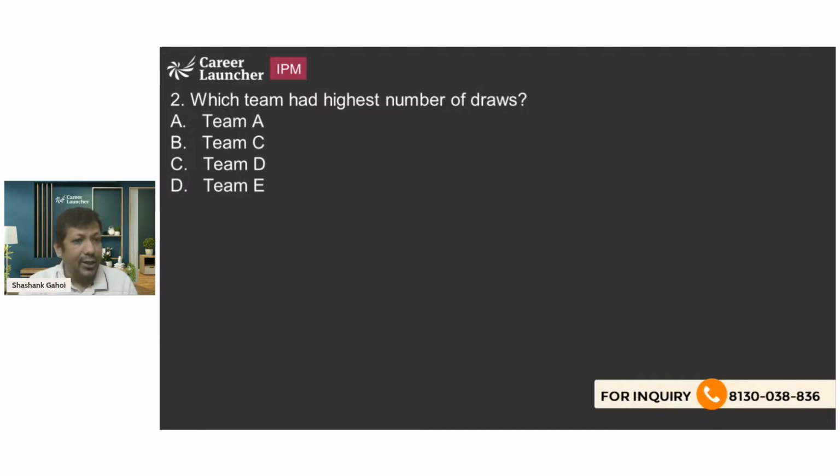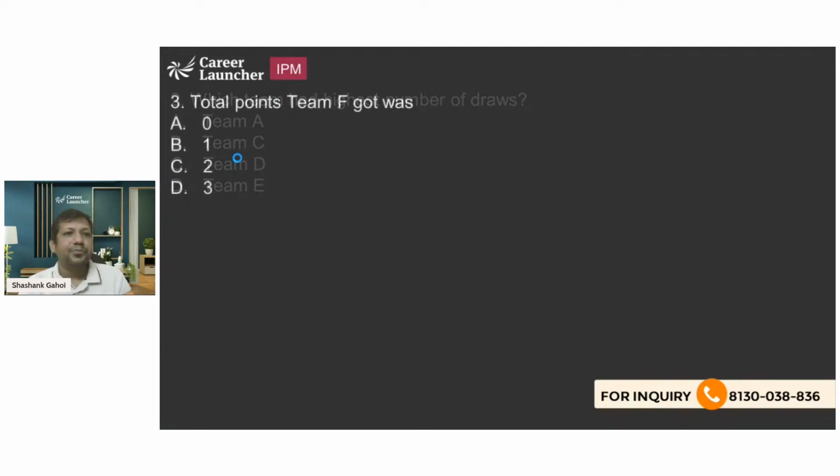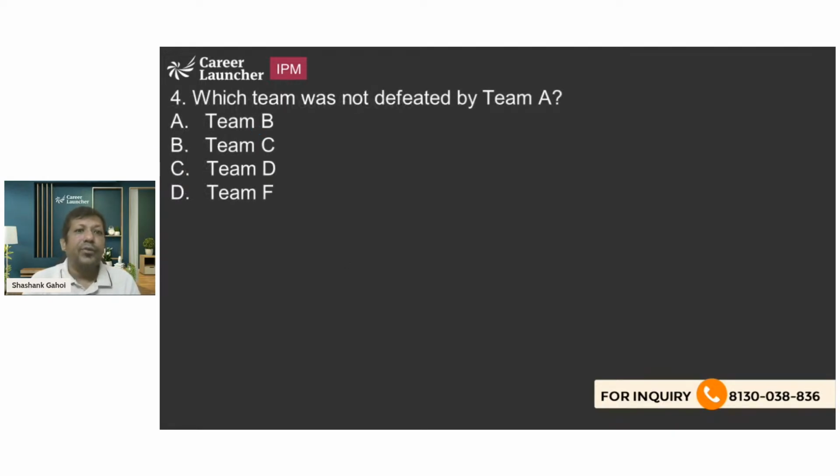Next question, which team has highest number of draws? That is definitely going to be E. E had 4 draws. Every other team had less than 4 draws. The total number of points that F got, F definitely got 2 points. We already figured out.